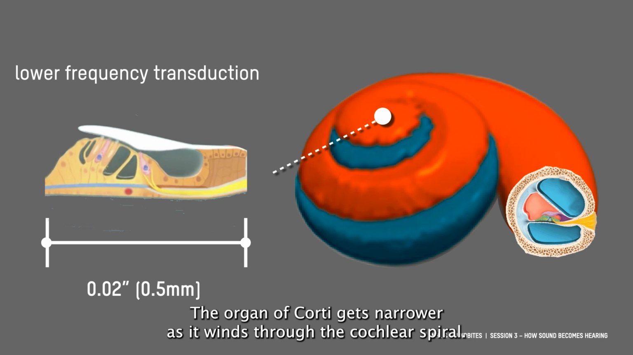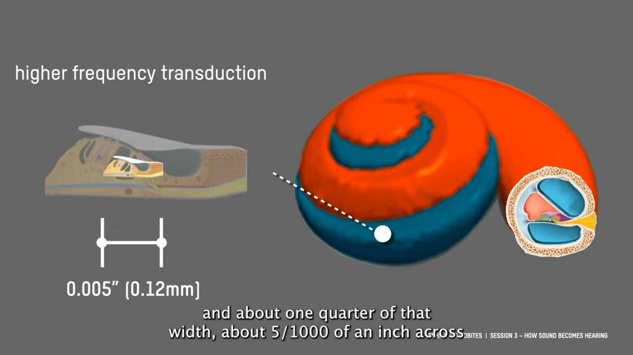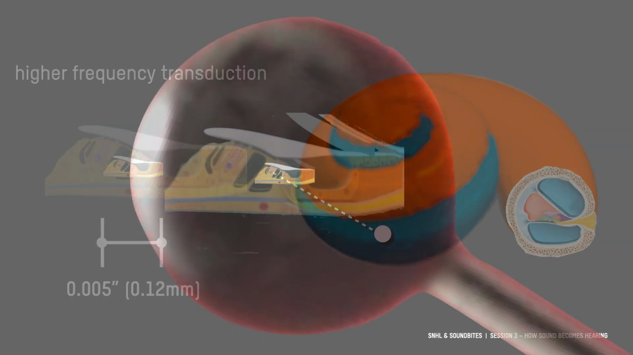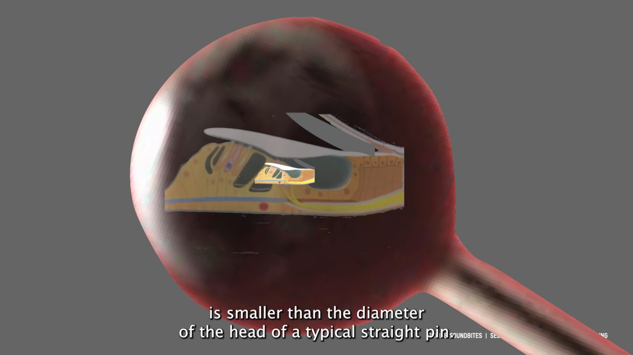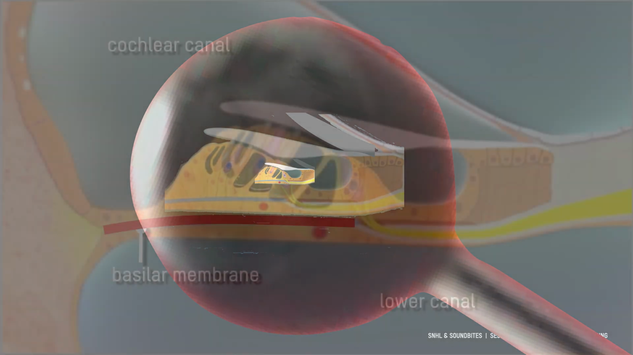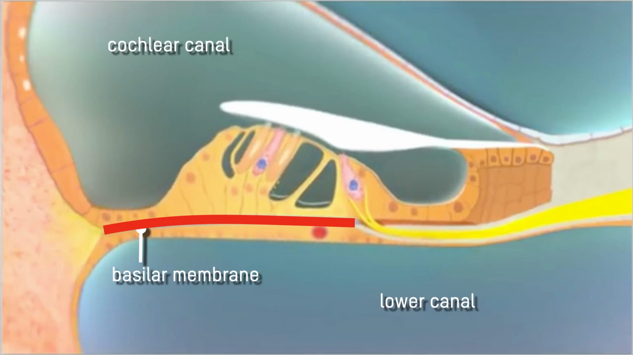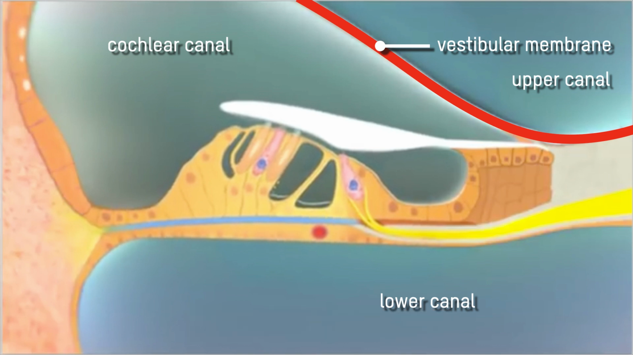The organ of Corti gets narrower as it winds through the cochlear spiral. It's about 2/100 of an inch across at the top, where low frequencies are transduced, and about 1/4 of that width, about 5/1000 of an inch across at the base, where high frequencies are transduced. For reference, the width of the organ of Corti is smaller than the diameter of the head of a typical straight pin. As I mentioned, the organ of Corti rests on the basilar membrane, which is stiffest at the base of the cochlea and most flexible at the top.